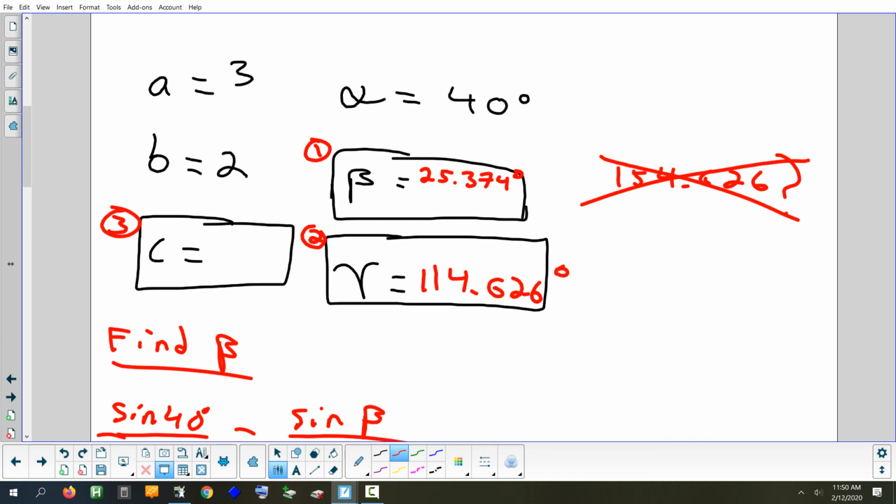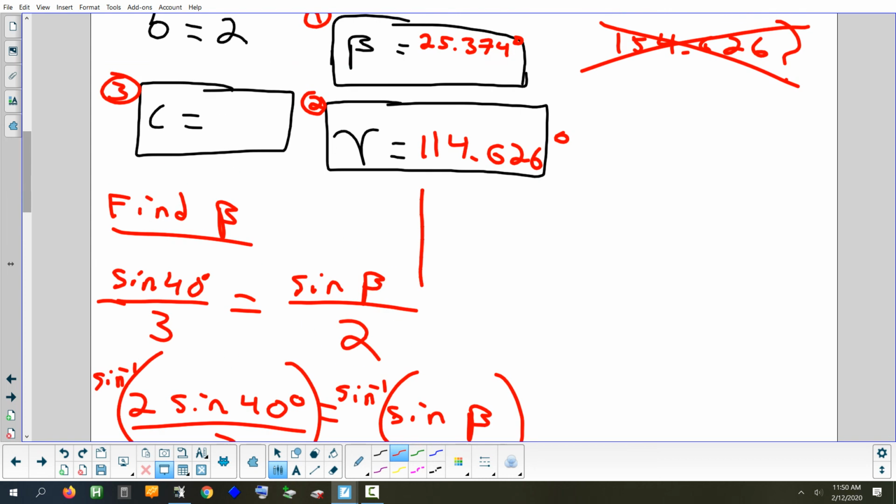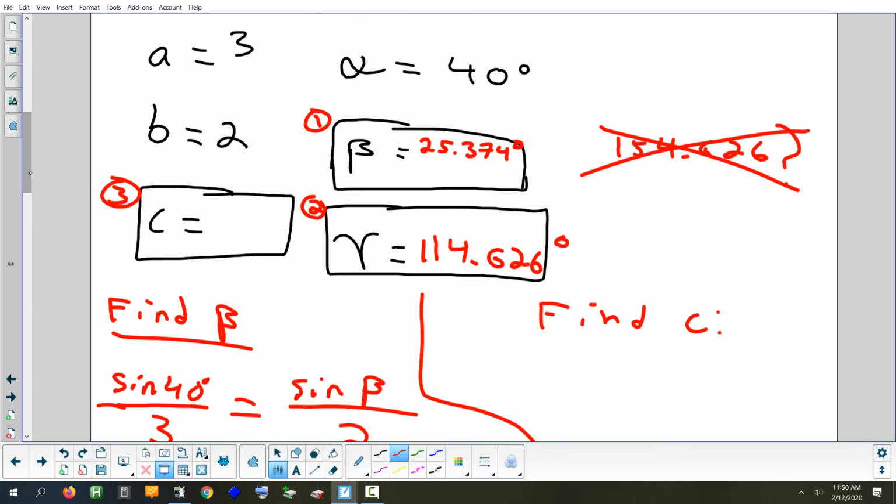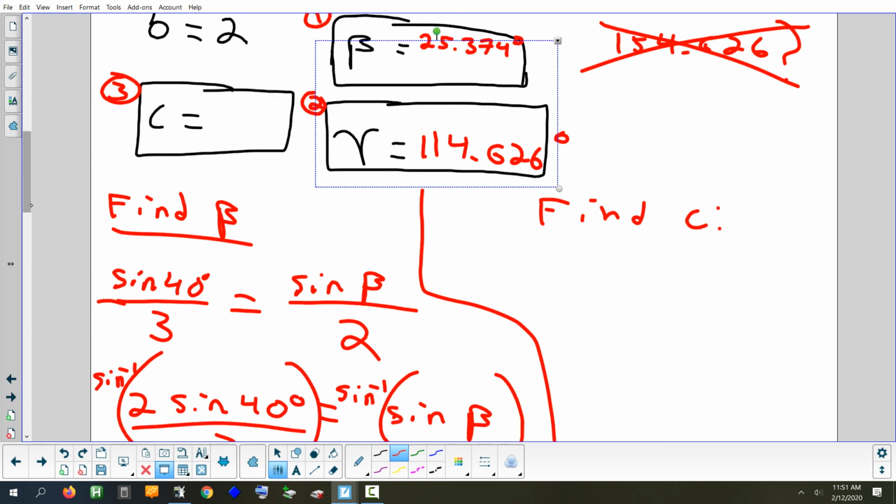Which means now we can finally figure out C. So let's find C. To find C, which row do you definitely want to use? Row A, B, or C? You have to use row A. Well, you could use row B, but it's not a good idea. How come? You weren't given beta. We're going to have to use row C, and we weren't given that either. But at least if we can use less stuff that we're unsure about, that's good. So let's use the stuff we know. Sine 40 over 3.